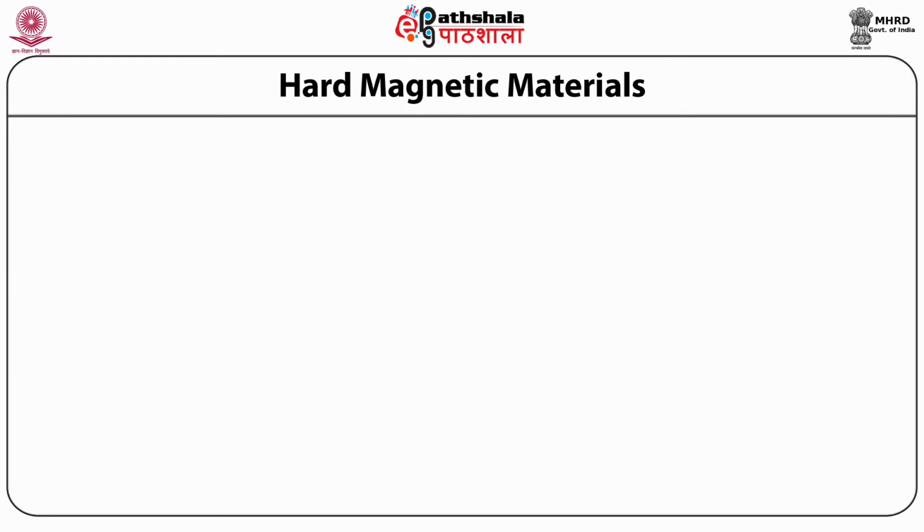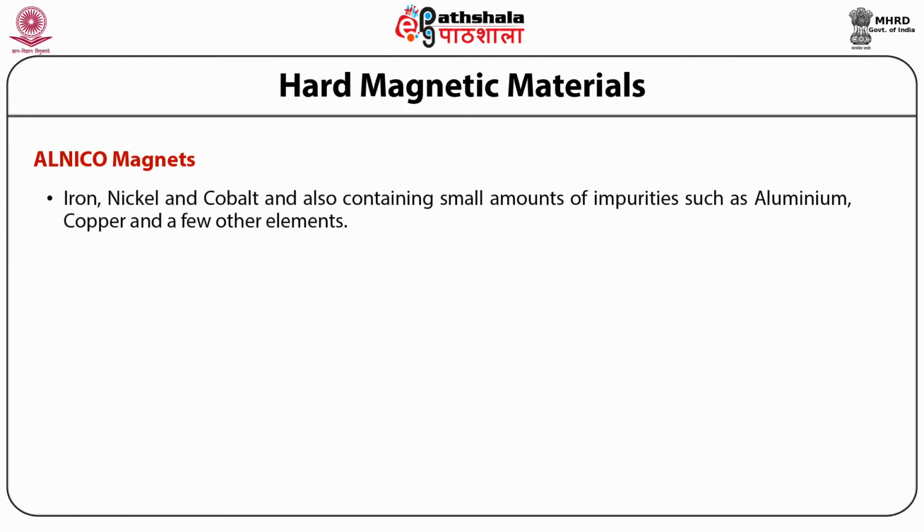So students, now let us discuss a few examples of hard magnetic materials. First, we will discuss the Alnico magnets, that is, aluminium, nickel, cobalt magnets. Alnico, as the name suggests, are alloys of iron, nickel, and cobalt, also containing small impurities of aluminium, copper, and a few other elements.